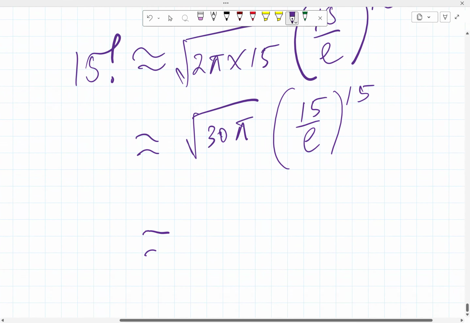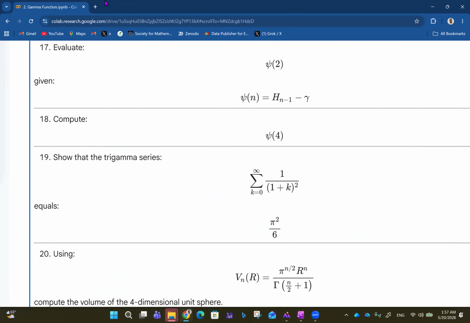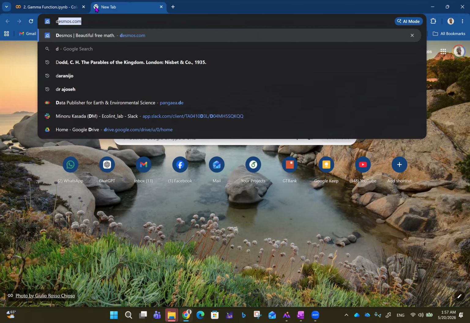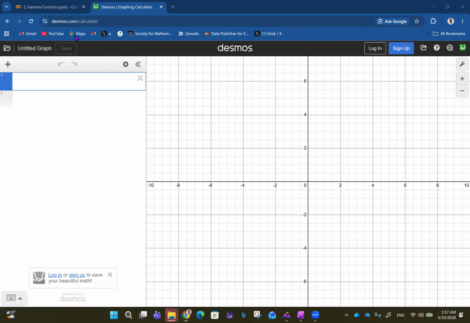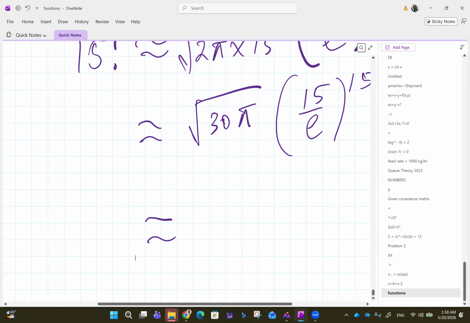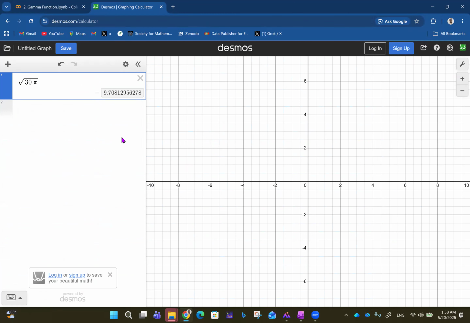So yeah, we can even use Google for this, right? Or let's use Desmos and see what happens. So we go for the graphing stuff. We need square root of 30 times pi. So that's 9.708. So this is 9.708 times 15 over e. Let's do 15 over e.